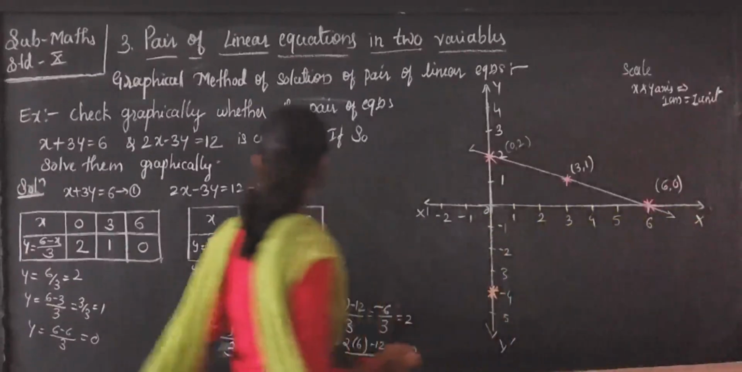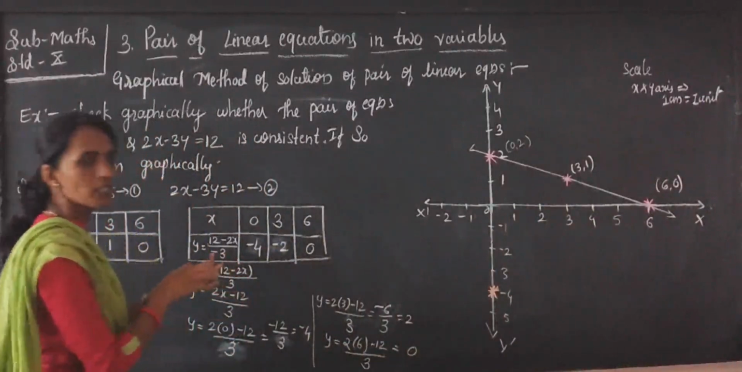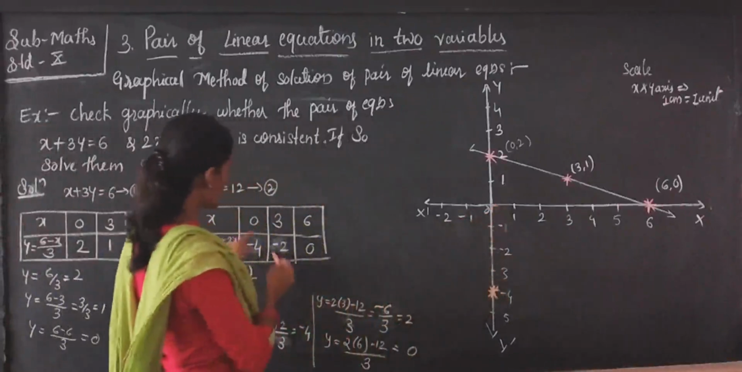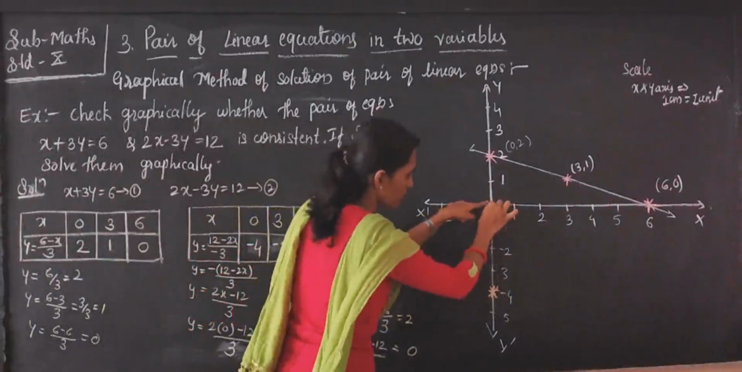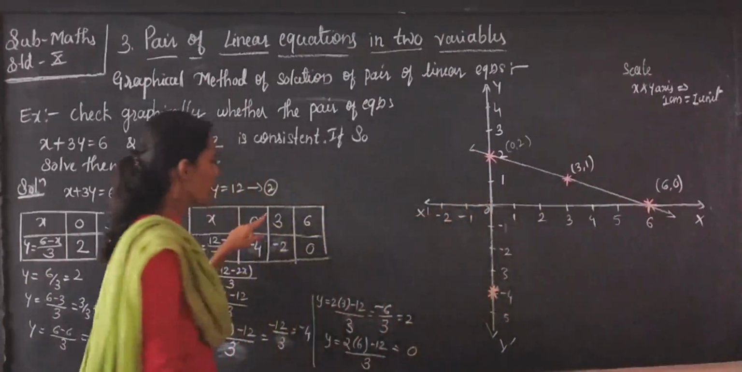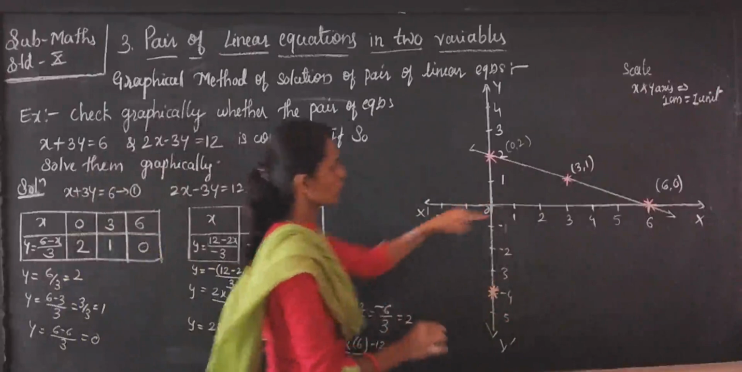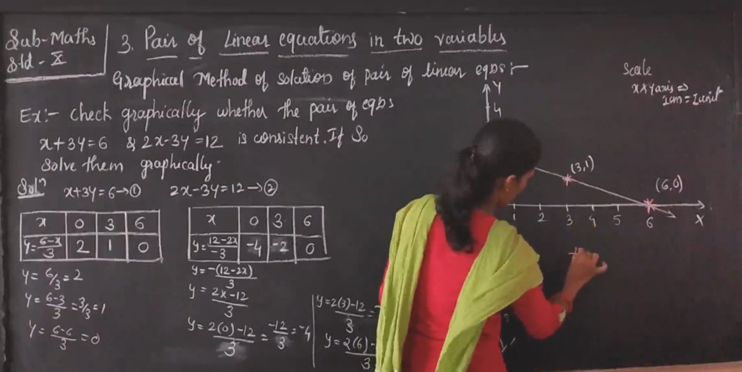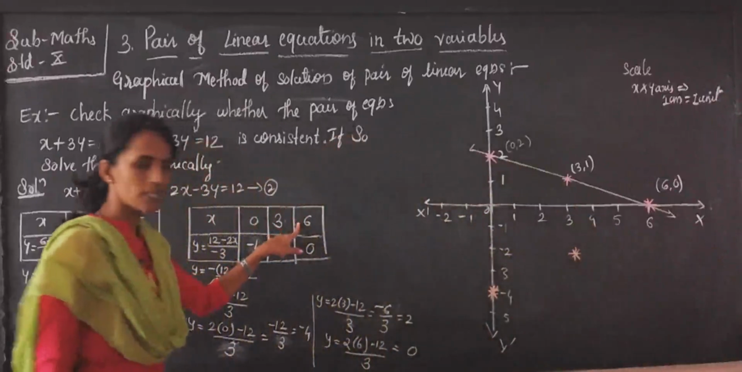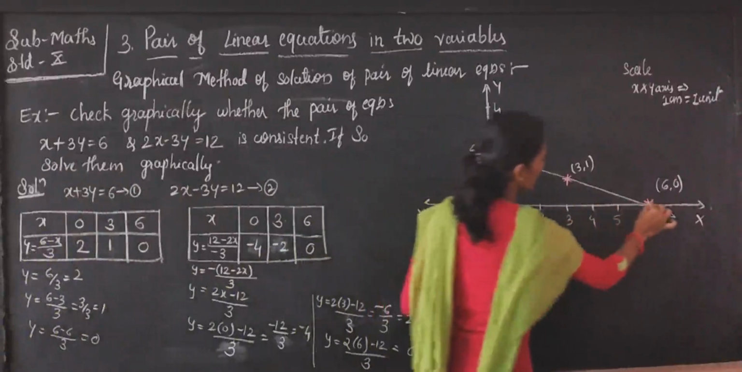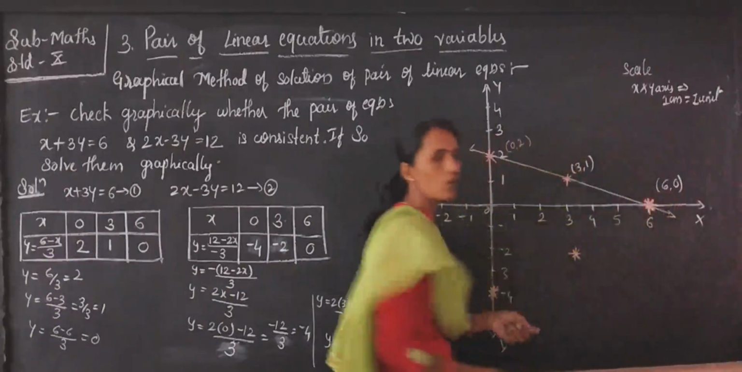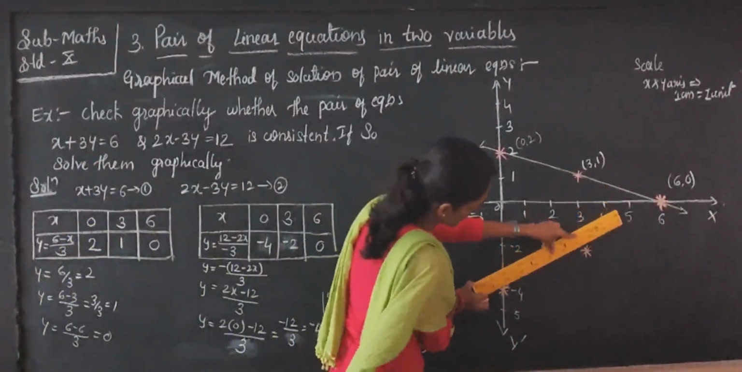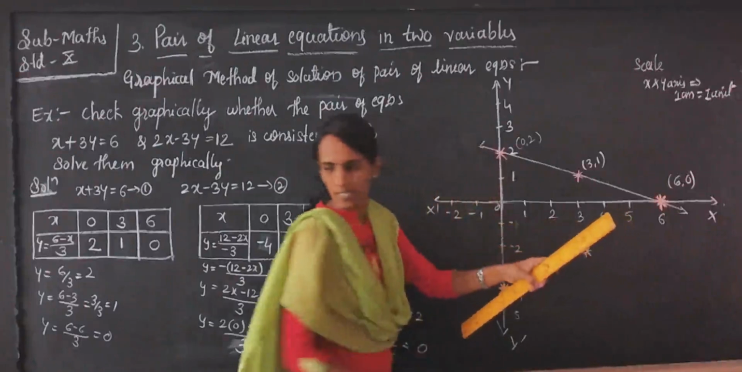Then the second equation, we have to represent its points. First equation we denoted there. Second equation: x value is 0, y value is minus 4, here it will be. When x value is 3, y value is minus 2, here it will be. Next, when x value is 6, y value is 0, here only. So since the first equation has one solution only, join all the points straight here.